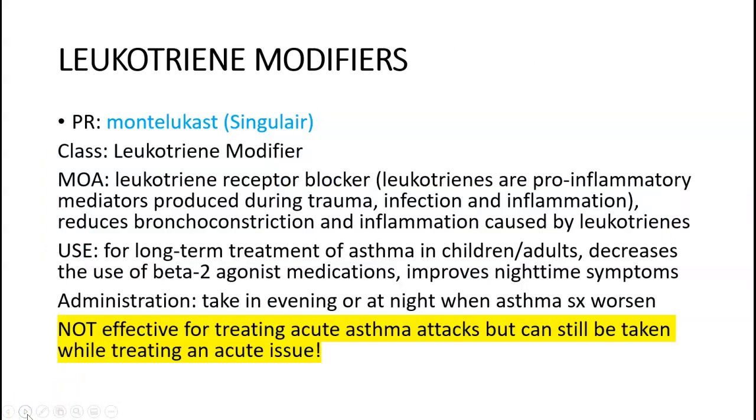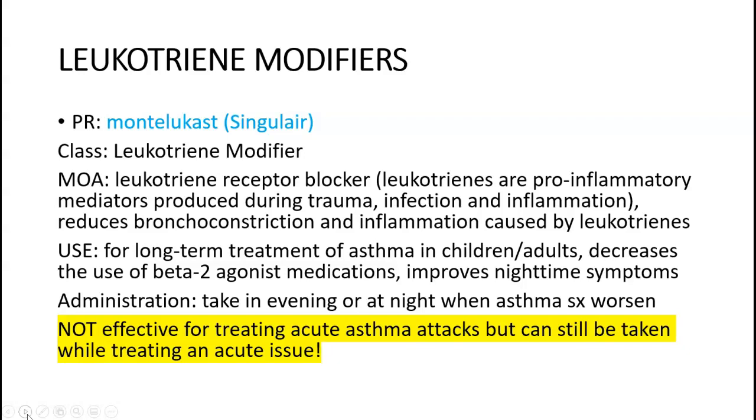Leukotriene modifiers. Leukotrienes are, again, inflammatory mediators, right? They're pro-inflammatory mediators that are produced during trauma, infection, inflammation. Now, your prototype is montelukast, better known as Singulair, and there's a lot of advertising for Singulair. It is a leukotriene modifier, and what it does is it's a leukotriene receptor blocker. So when it blocks that leukotriene receptor, it reduces bronchoconstriction and inflammation caused by leukotrienes. So it's kind of a 2-for-1. It's a great drug, and it's often used for long-term treatment of asthma in children and adults.